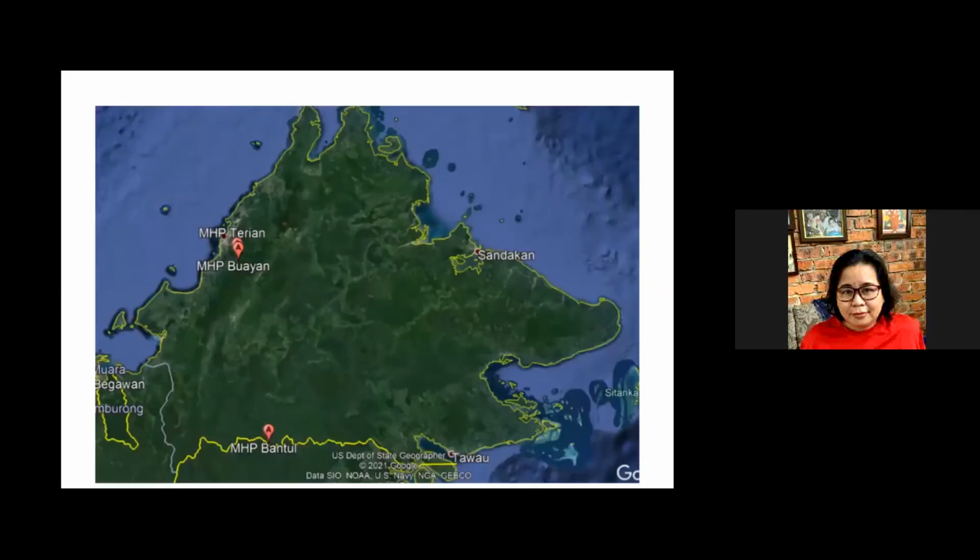This is the map of Sabah. This is where the MHP Tirian and Buayan are located. Actually, all the 6 systems are all around in this area. Next.